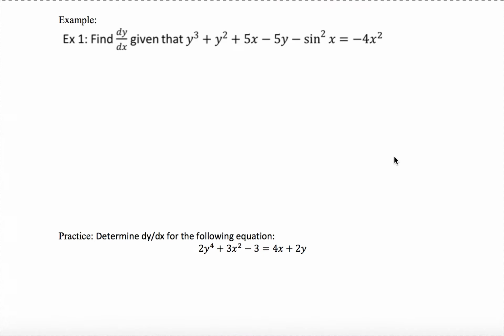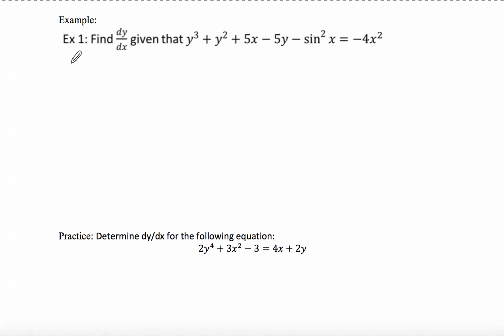All right, let me do another example here. Let's find dy/dx if we have y cubed plus y squared plus 5x minus 5y minus sine squared of x equals negative 4x squared. Notice I got y's and x's together on this side, so this is a great moment for implicit differentiation. If we ever see our y's and x's kind of together and they're hard to separate out, let's use implicit differentiation. All right, let's go term by term.